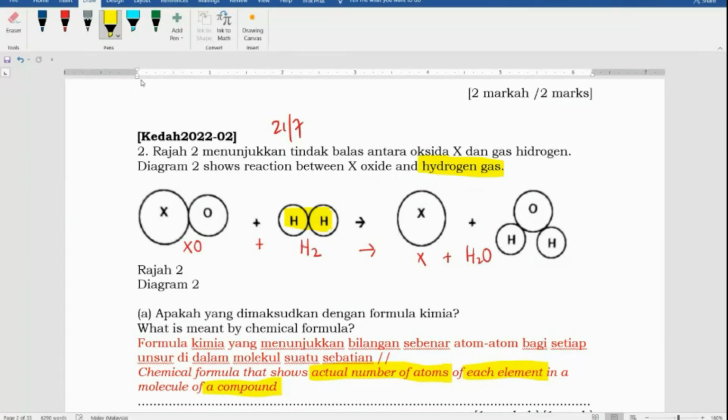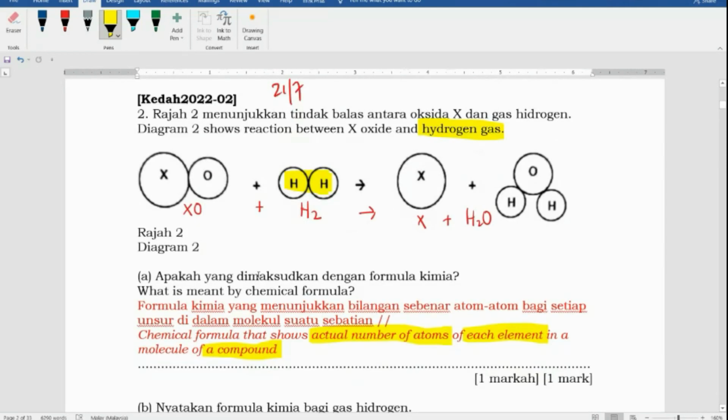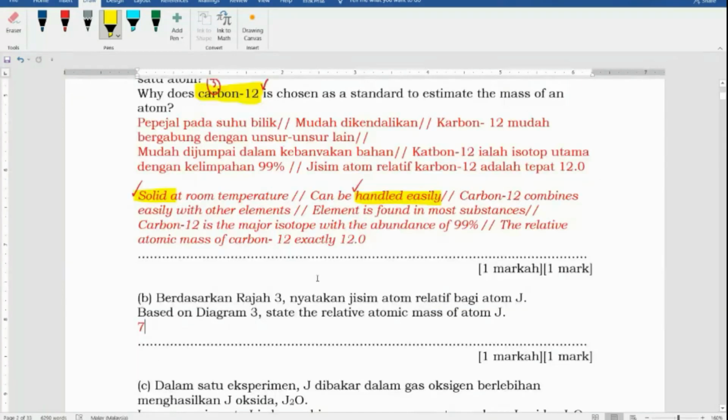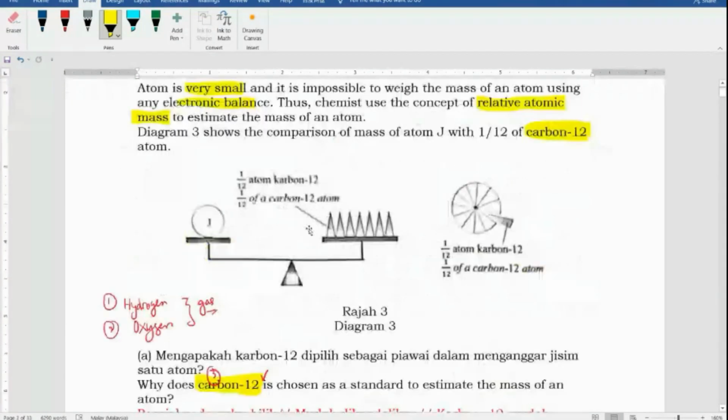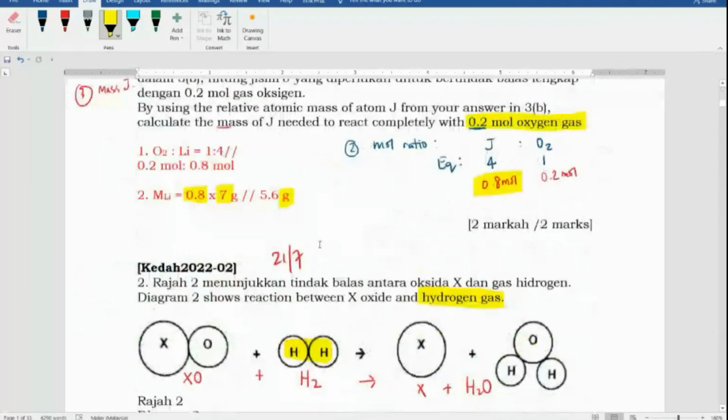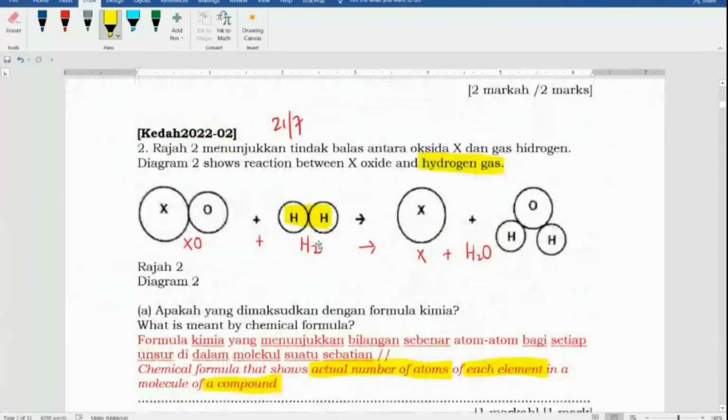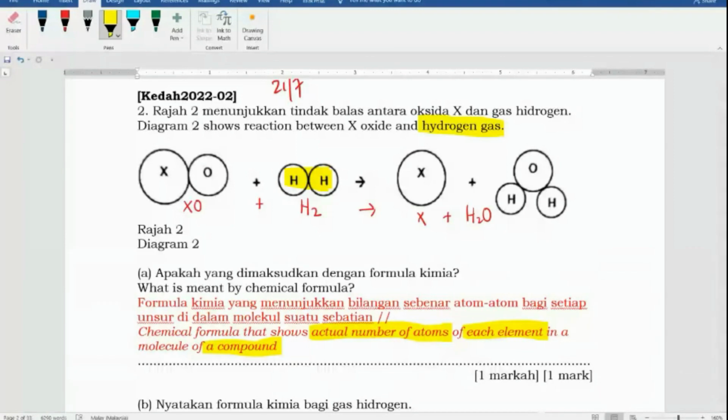Okay, actual number of atoms for each element in a compound. Adrian, you just came in, so now we are talking about question number 2 for this set. Okay, question number 2 here. The definition for chemical formula, so you write down.